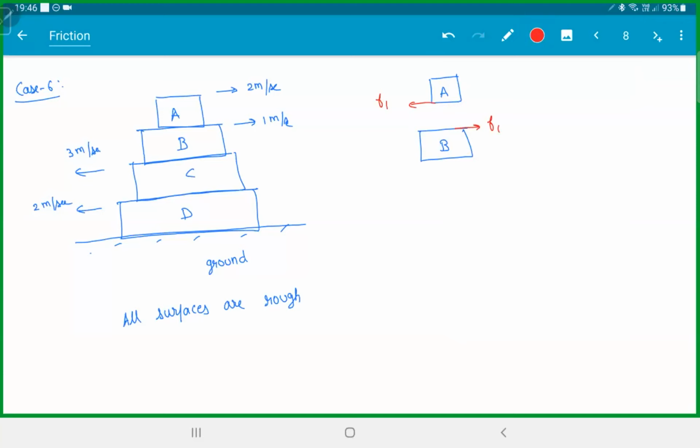Now between B and C, who is going faster? Both are going opposite. So this one will be backward, and on C also, it will be backward. So between C and D, who is going faster? C is going faster. D is going slower. Between D and ground, the ground is not moving. So this is F4. Check.